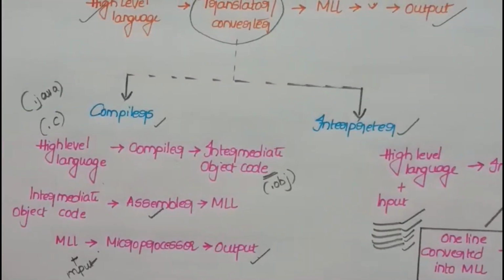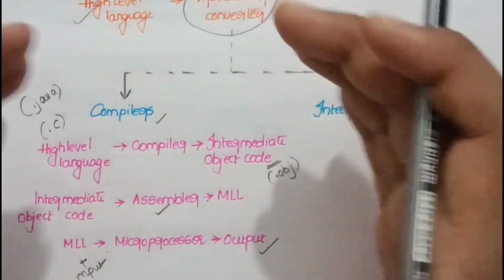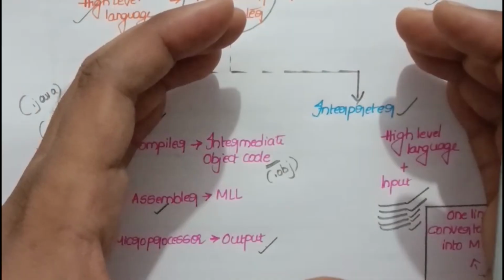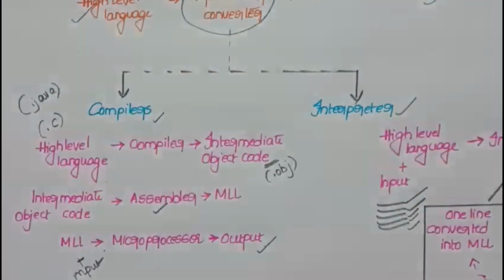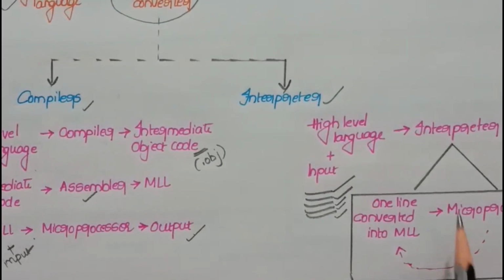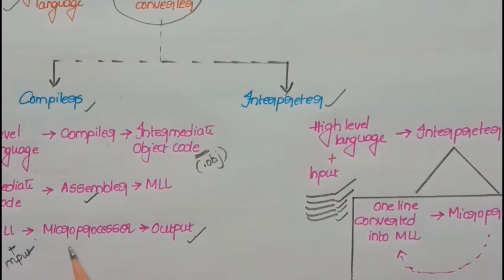What the compiler does is it takes the entire source language in bulk. The entire source language will be converted into the intermediate object code at once. The entire intermediate object code will be given to the assembler. The assembler will convert the entire intermediate object code into the machine level language. The machine level language entirely is given to the microprocessor. Now the microprocessor need not wait, as it had to with the interpreter. In compilation, the microprocessor won't wait for the next instruction. It has every instruction already converted into the machine level language.